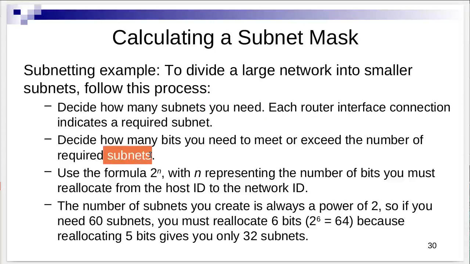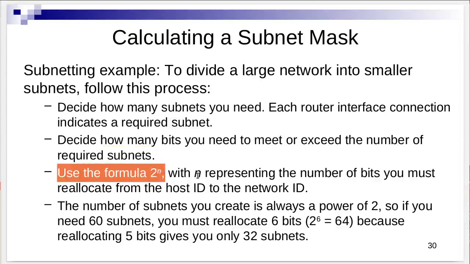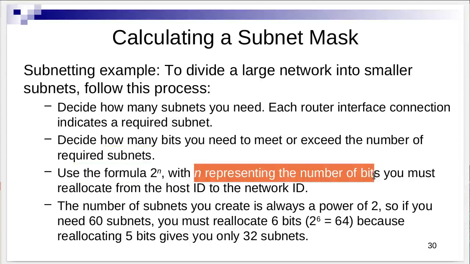The problem is that the number of subnets will be roughly a power of 2, and also the number of hosts in each subnet will be roughly a power of 2. It's not exact, but that's roughly the idea. Therefore we use the formula 2 to the n, in which n is the number of bits you must reallocate from the host ID part to the network ID. Remember, we are given a large network with maybe a large number of hosts, so the host ID part might be 16 or 20 or whatever, and we're going to take a few of those host ID bits and convert them to subnets. Since it's bits, it's always going to be a power of 2 roughly.